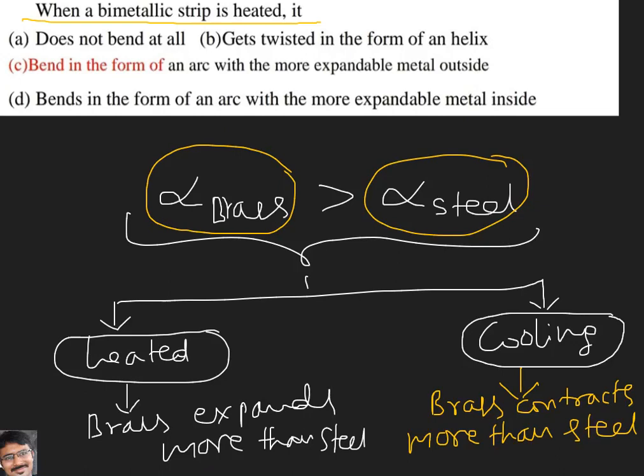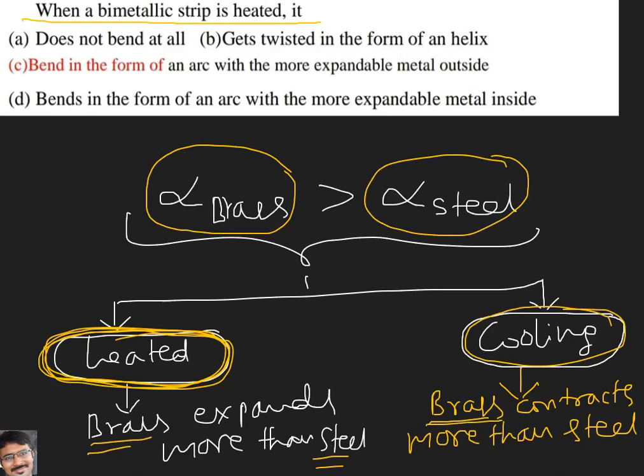Please pay attention to the first point, heated. When the bimetallic strip, which is made up of two different metals, is heated, the one with more alpha value expands more than the other. Suppose it is cooled, what will happen then? The one with more alpha value contracts more than the other. Let us see this topic in detail now.